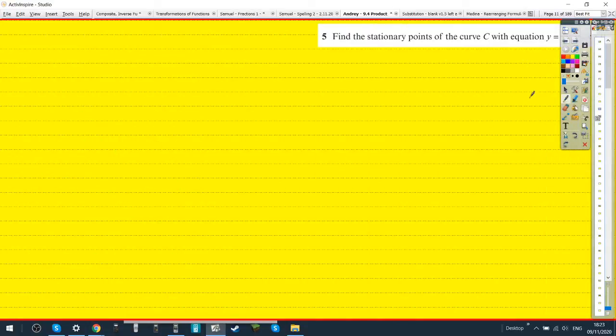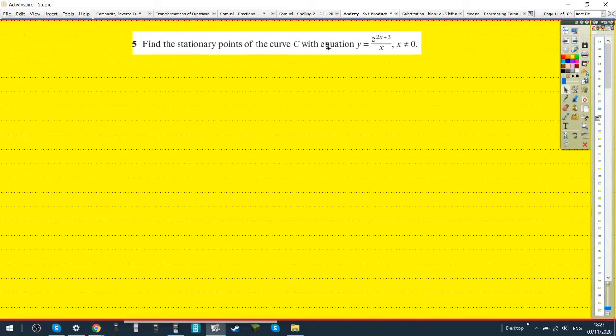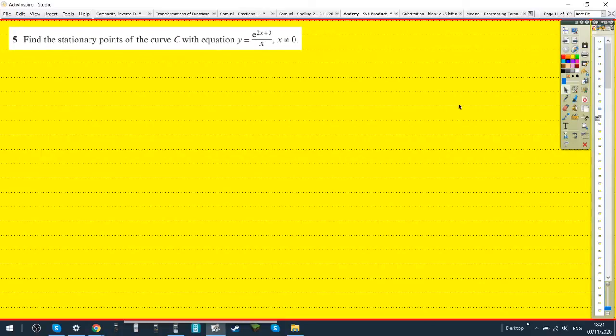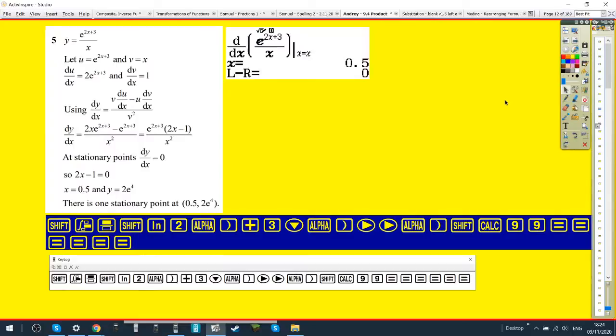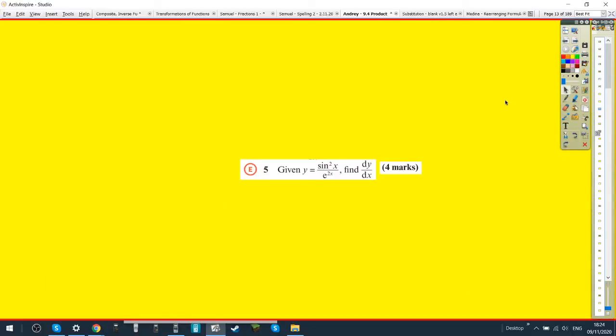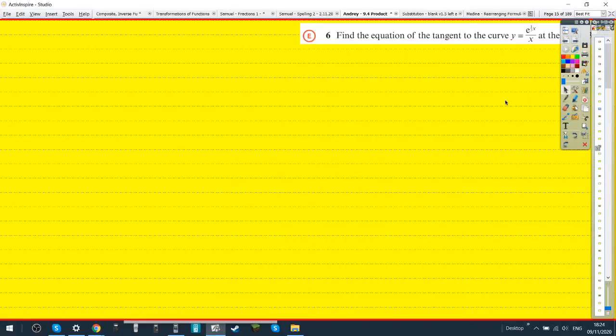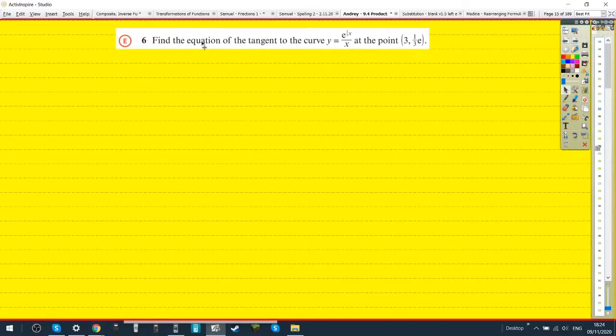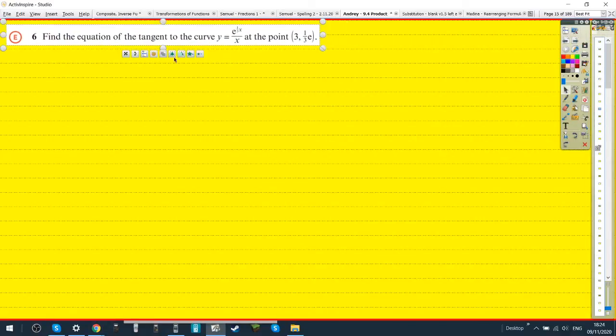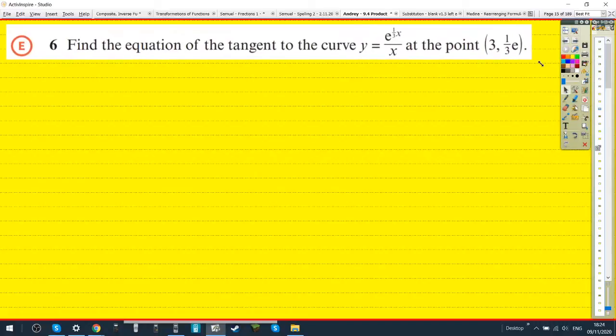Let's see. Find the stationary points of this curve. I think you'll be alright. Find dy dx. I think you'll be fine for that. We better do one of these. Right, how about this?